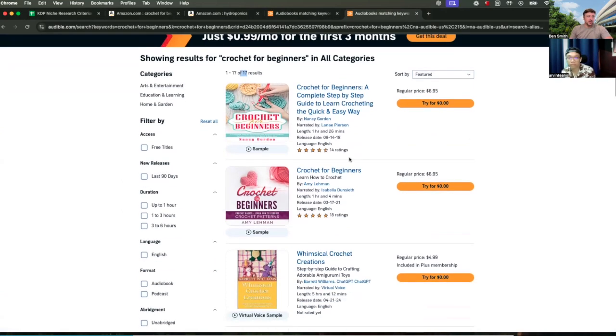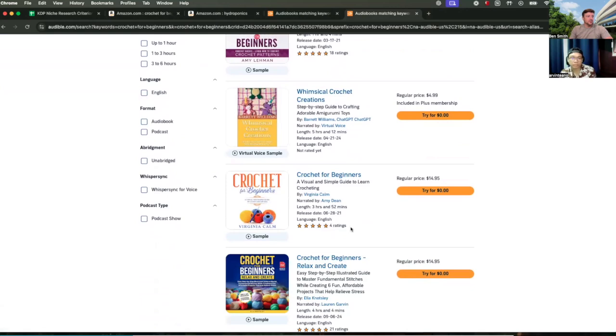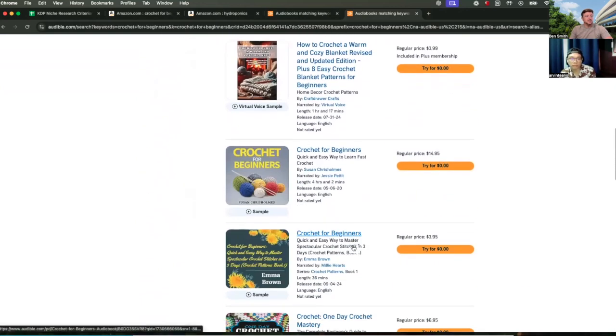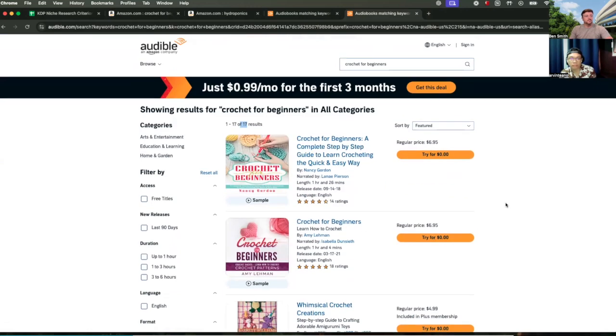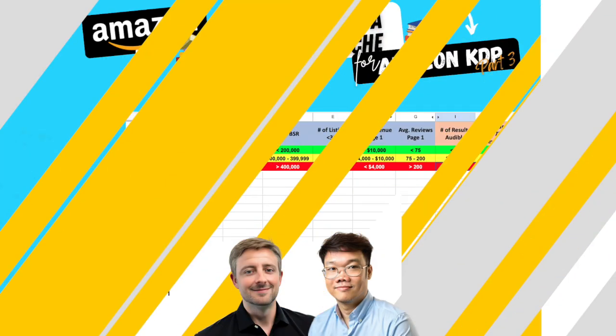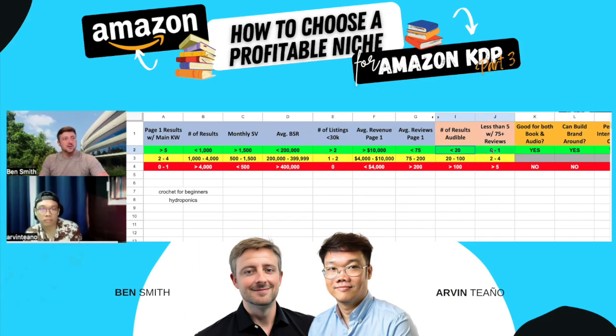Now, we can quickly spot check here. If we look at the reviews, there's no one really that has 75 or more reviews. In fact, a lot of these books are not even rated. So technically, this book would be green on both accounts here. But then we ask ourselves the question, is this good for Audible? I think we can both say with a resounding no, this book is probably not as good for audiobook. So that's crochet for beginners.